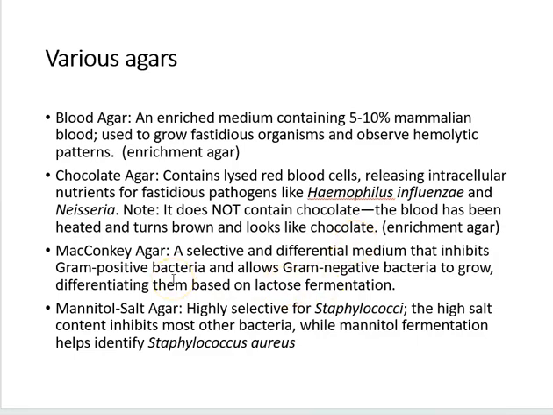The MacConkey, I showed you, is selective and differential. So you can have a selective and differential agar. We have several of those. It selects for gram negative, so it inhibits the gram positive bacteria. And then you can differentiate between these gram negative bacteria as to whether they can ferment lactose. So they will turn different colors. So you can say this is a gram negative lactose fermenter or a gram negative non-lactose fermenter. And that puts you in a category in terms of trying to identify these bacteria.